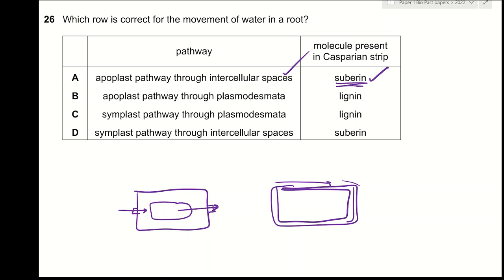So suberin is correct. Now for B, apoplast pathway through the plasmodesmata. This is incorrect because we just mentioned that apoplast does not enter through the cell. And the one that enters through the plasmodesmata is the symplast. So this is incorrect. For C, symplast pathway through the plasmodesmata. This one is correct, but it's the lignin which is incorrect. It's actually suberin. Therefore, the answer is going to be A.